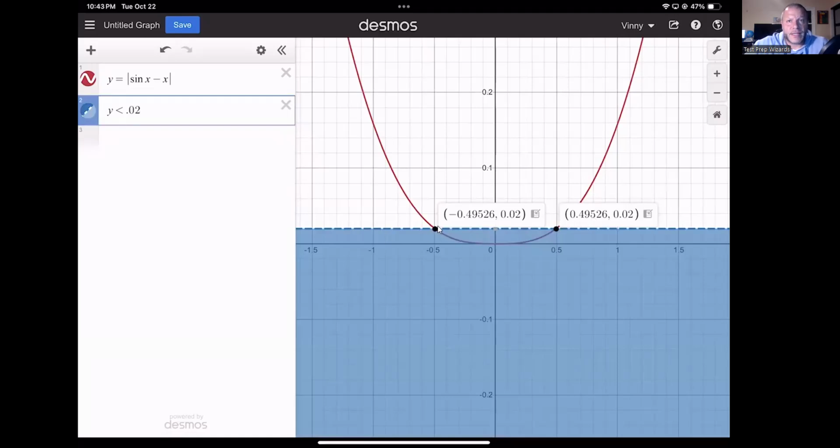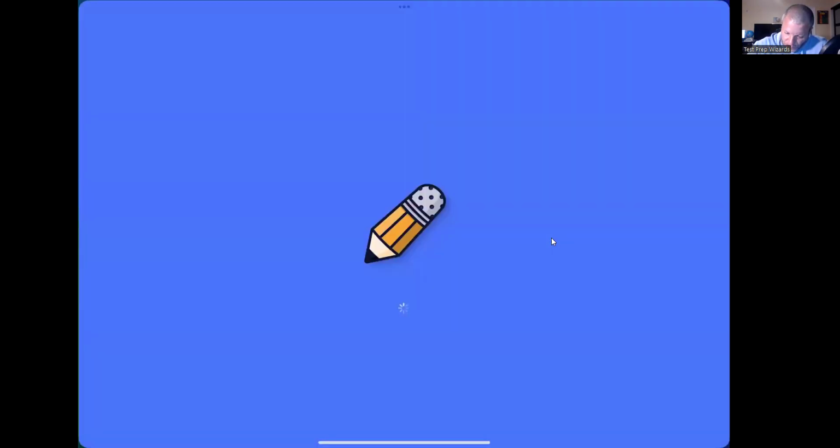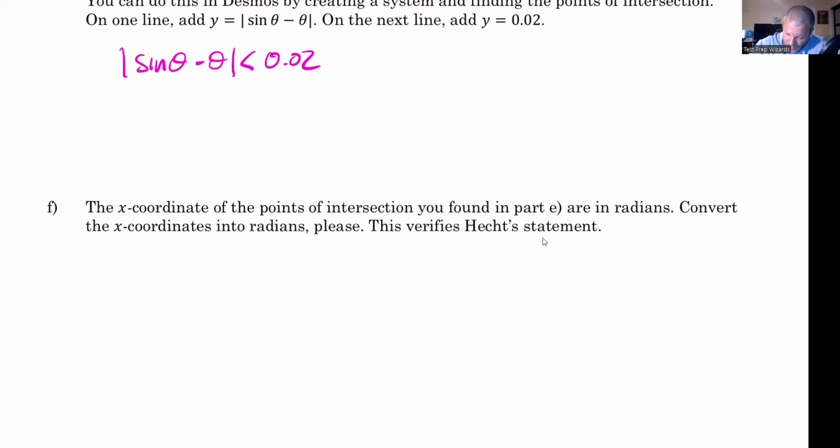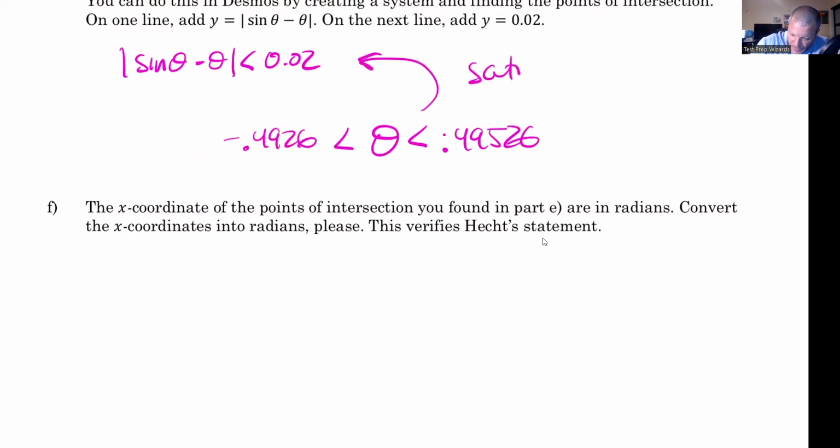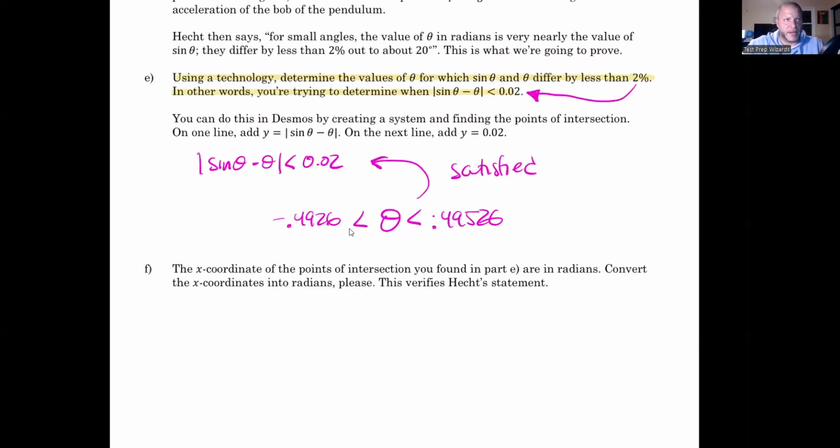So our solution set is going to be any place that's shaded between these two. So it's going to be all of these x values between negative 0.49526 and 0.49526. So we've shown that whenever theta is between 0.49526 and negative 0.49526, this is satisfied. So we found those values of theta. So that's part A.